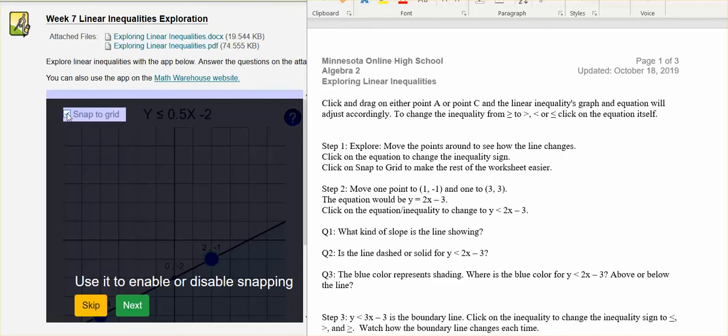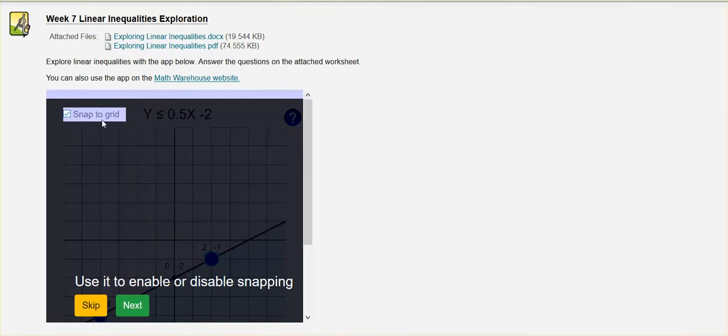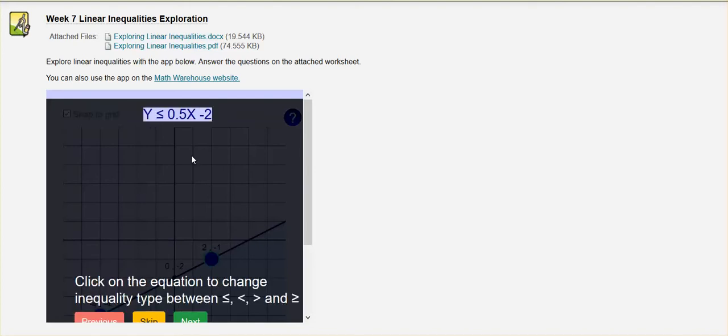You can click Snap to Grid on here, or not, but I would say yes, do that. And then click Next. And then this, you can click on it to change between less than or equal, less than, greater than, and greater than or equal. So you can change this inequality around by doing that. And then I'll click Next.